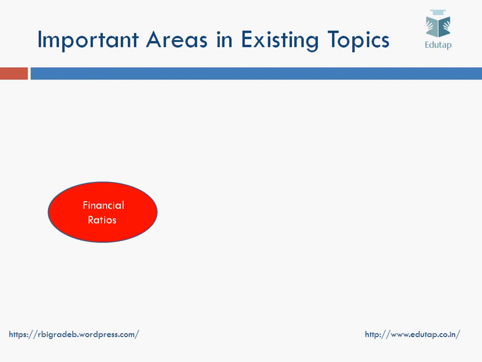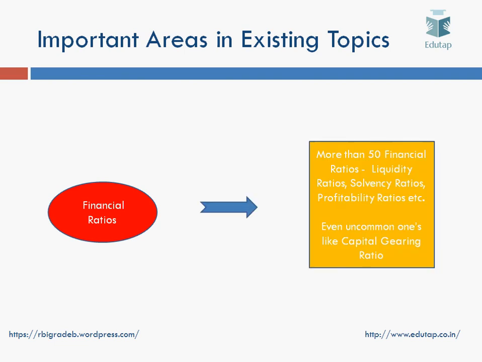Financial ratios. Well, I think by now everybody knows it. There are a lot of people asking us about the financial ratios. They are very important and there are plenty in the books and on the net. You cannot say that there are 9 to 10 financial ratios that you can study and you are done for the exam. There are more than 50 financial ratios covering areas like liquidity ratios, solvency ratios, profitability ratios, etc.